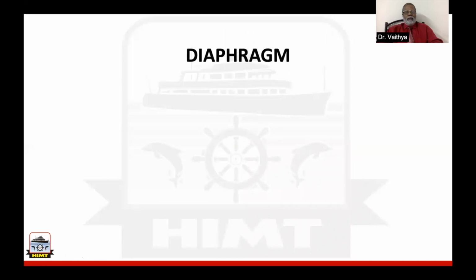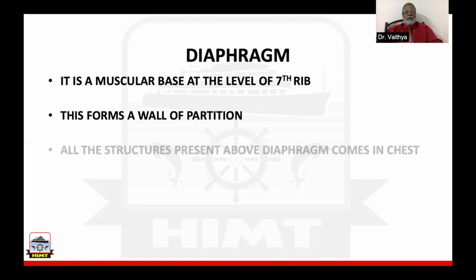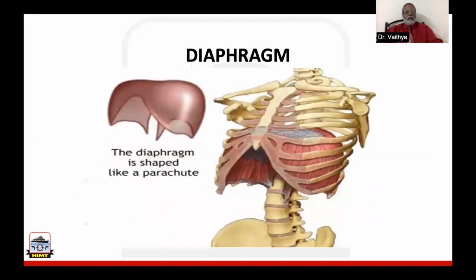What is the diaphragm? It's a muscle which comes at the level of around the 7th rib. It is a wall of partition. What does it partition? It is a partition between chest and abdomen. All the structures present above the diaphragm come in the chest, and all the structures present below the diaphragm come in the abdomen. So it's a wall of partition between chest and abdomen. See here, this is the diaphragm, the wall of partition between chest and abdomen.